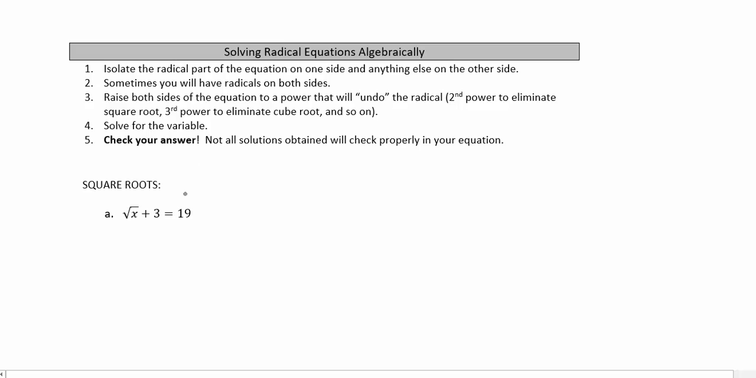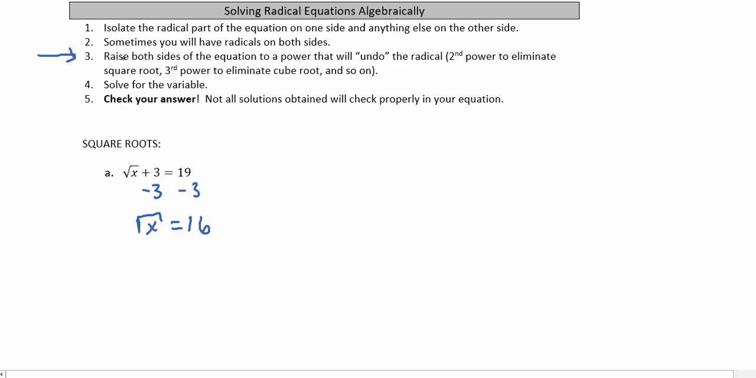So let me do the first step. Since the 3 is being added, I'm going to subtract 3 on both sides. 3 subtract 3 simplifies to be 0, and you don't need to write addition of 0. So I will be left with the square root of x on the left-hand side, and 19 minus 3 is 16. So I'm done with the first two steps.